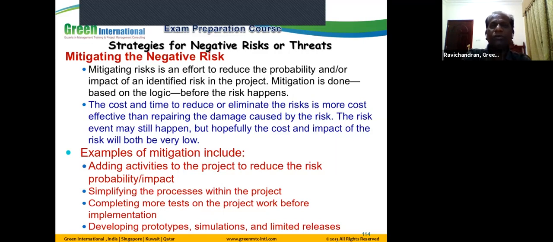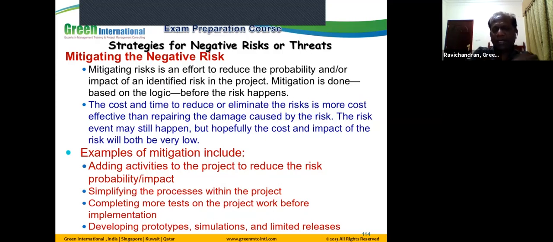So what will you do? You will come up with the action plan for recovering the schedule, recovering the budget, and so on. The cost of repair is going to be costlier than the money or time you spend in taking action before the risk happens. That's why we always say mitigation is good, because you are taking action before the risk happens. So it reduces the impact of the risk on the project.